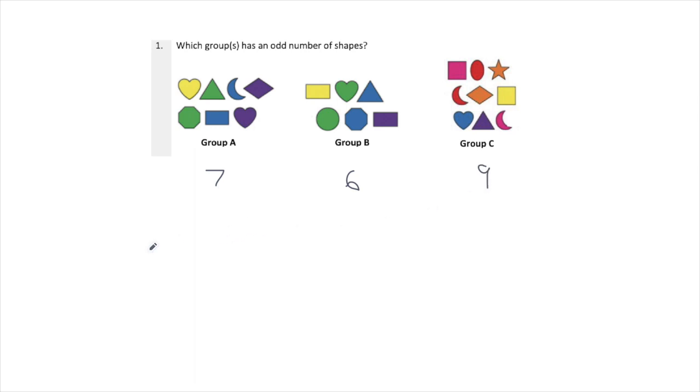So we know that odd numbers cannot be divisible by 2, so they must end in a 1, 3, 5, 7, or 9. So looking at these groups, only group A and group C end in one of these 5 numbers. So the answer to this problem is group A and group C.